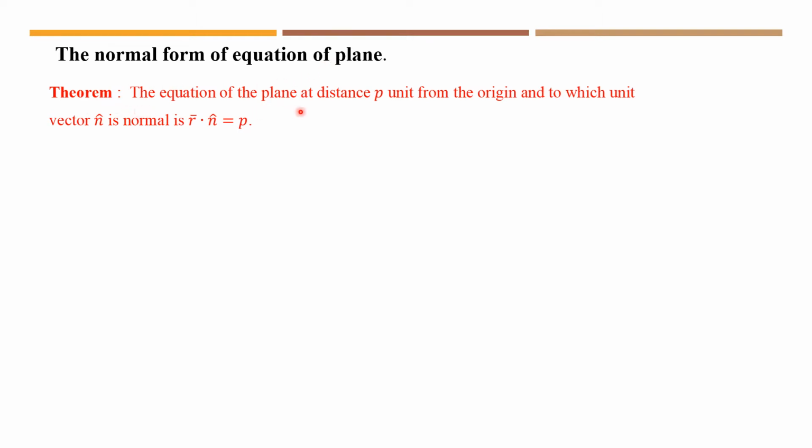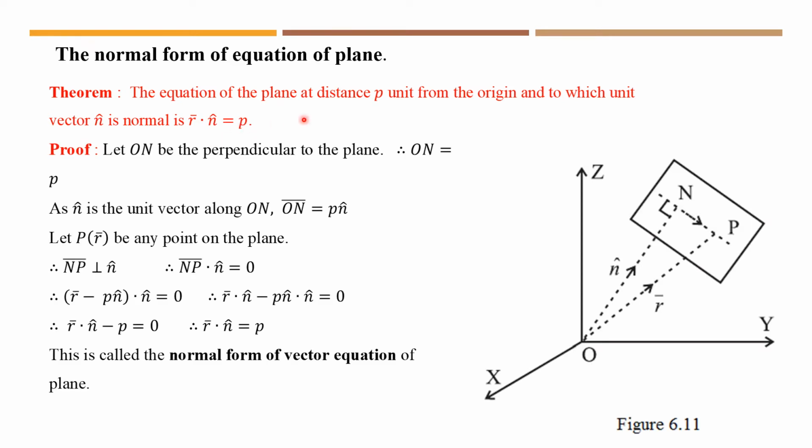Theorem. The equation of the plane at a distance p unit from the origin and to which unit vector n cap is normal is r vector dot n cap equal to p. Here we have to prove the equation of the plane in normal form.